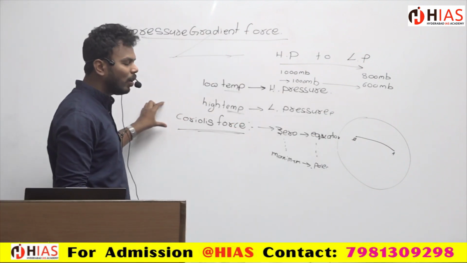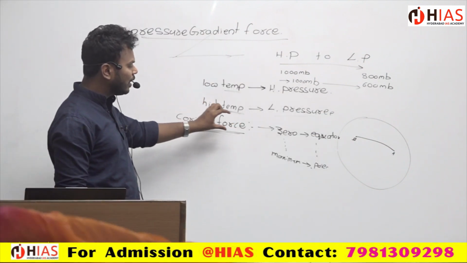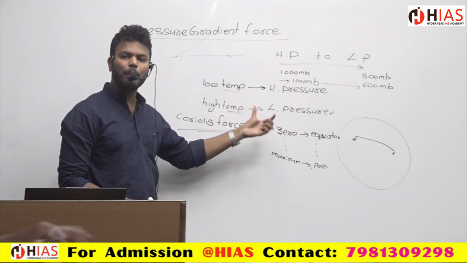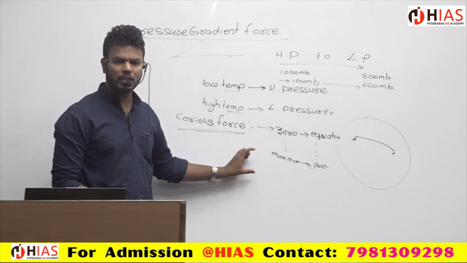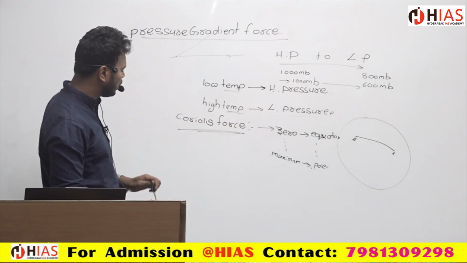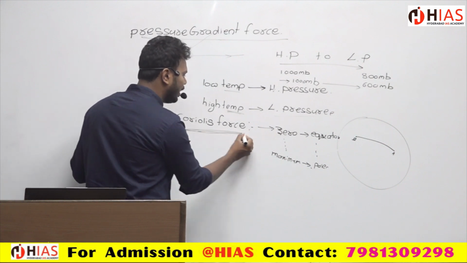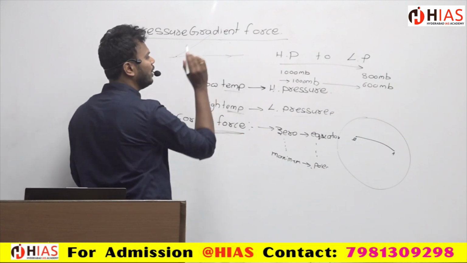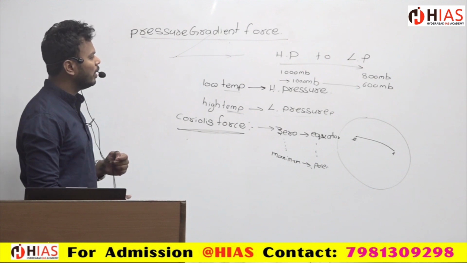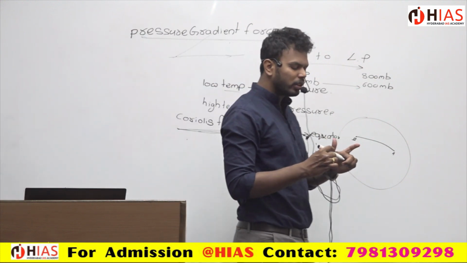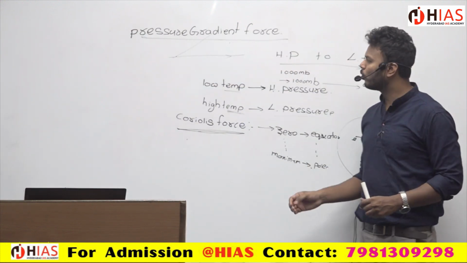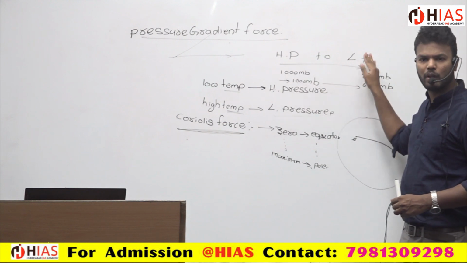So why is it not experienced more? Why is it experienced less at the equator and more at the poles? We will be discussing that. But to this extent, just imagine there is a Coriolis force and there is a pressure gradient force. What is the meaning of pressure gradient force? Winds will always move from high pressure to low pressure.